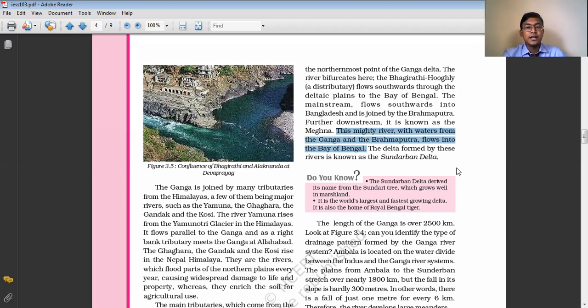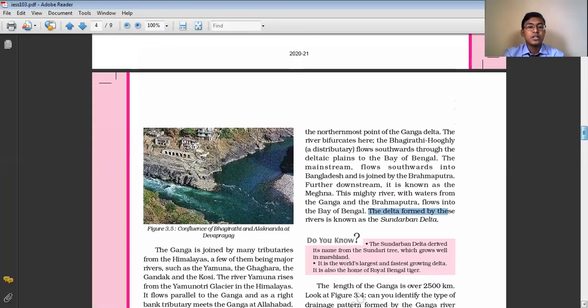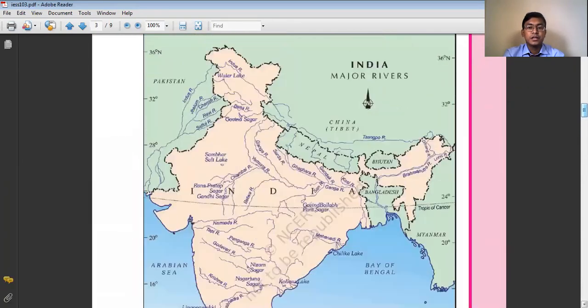The largest delta, the Sundarban Delta, is formed by the river Ganga. The delta formed by this river is known as the Sundarban Delta. The Sundarban Delta is the largest delta in our country, which has been formed by the river Ganga.